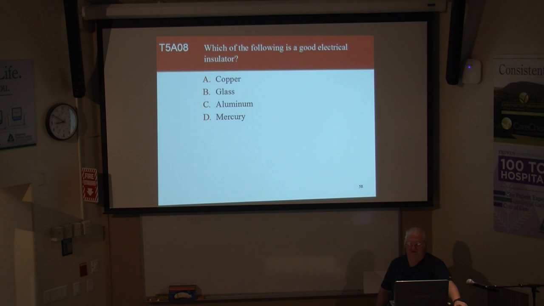Which of the following is a good electrical insulator? Glass. All right, remember, metal conducts, glass and stuff like that, paper, wood, does not conduct.